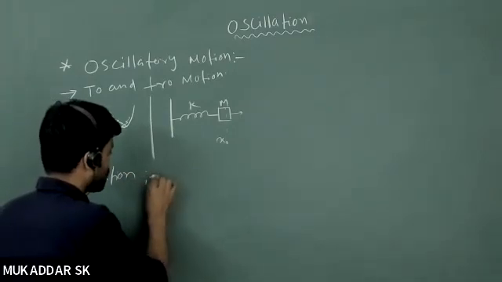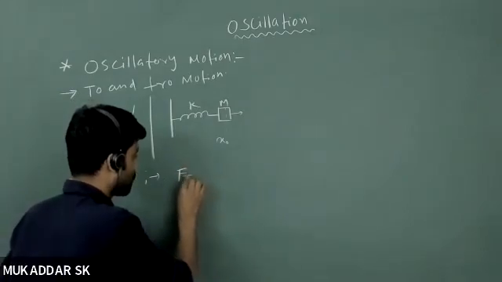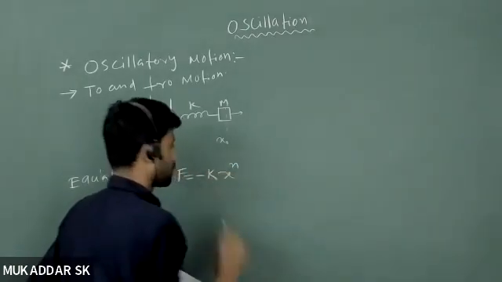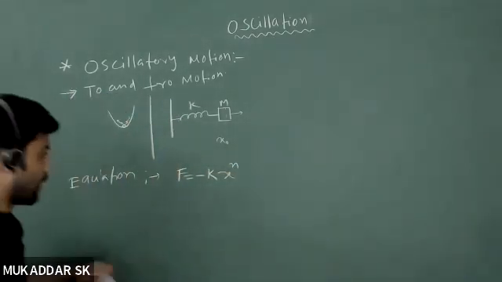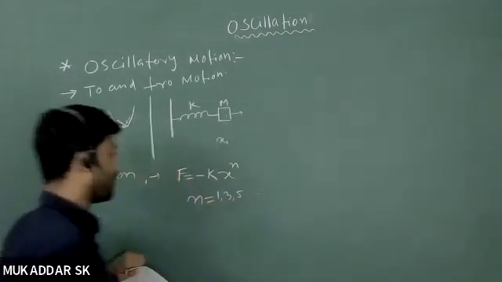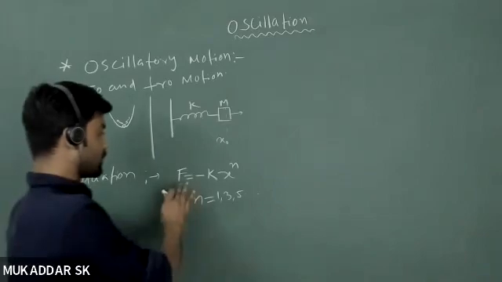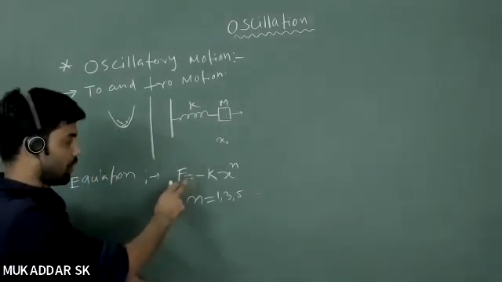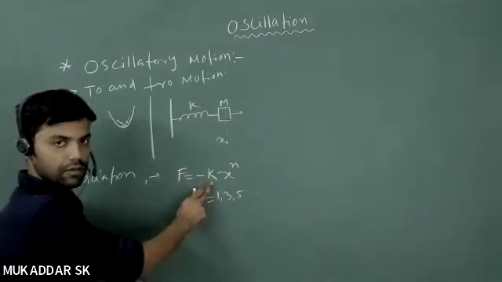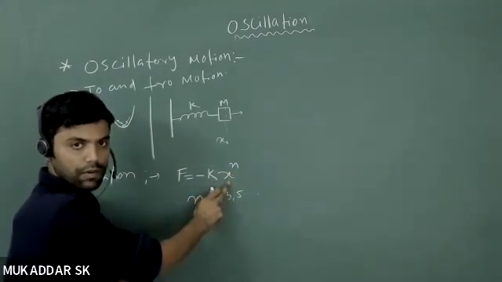So the equation for oscillatory motion is basically F equals minus K x to the power n, where n can be 3, 5. Only odd integers are allowed. So this is the equation for oscillatory motion. F is the force acting on that particle, equals minus K. I'll discuss what K is. x to the power n. What is x? x is the displacement from the equilibrium position.